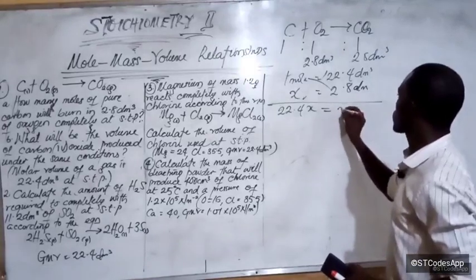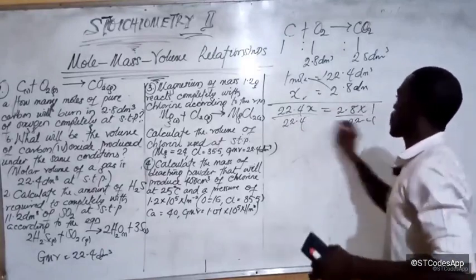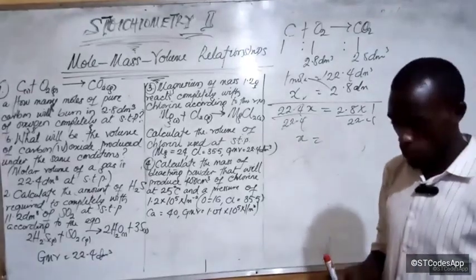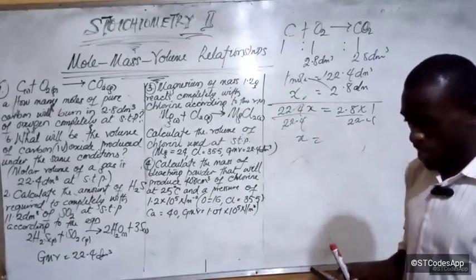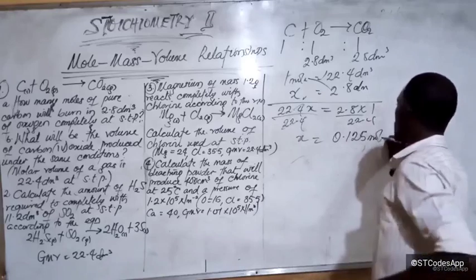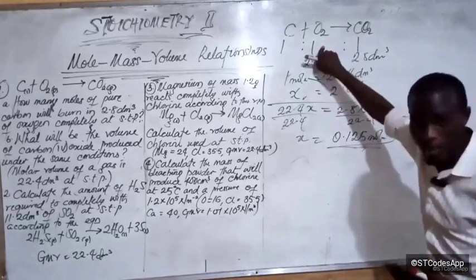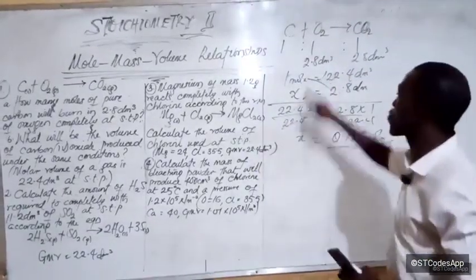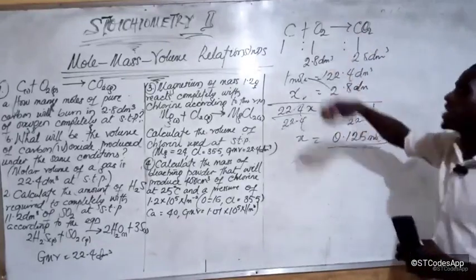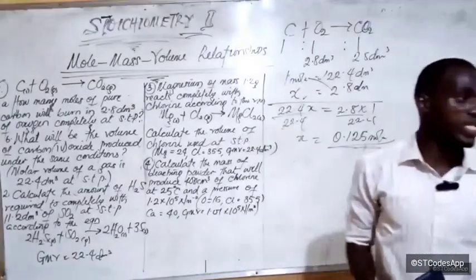So we have 22.4 x is equal to 2.8 times 1. All right. So you divide both sides by 22.4, so this takes care of this, and I have x equal to 2.8 divided by 22.4. And that gives me 0.125 moles of what? Of this gas. Is that okay? Since their mole ratio of combination is 1:1:1, it means that if 0.125 mole of oxygen is required, then 0.125 mole of carbon is also required. And we are done with that question.